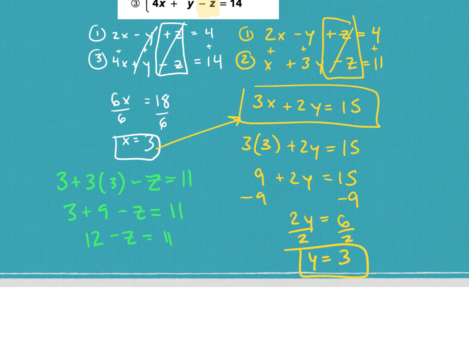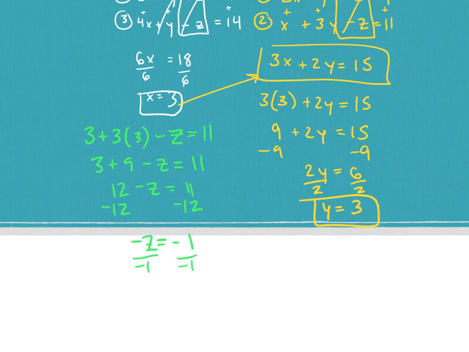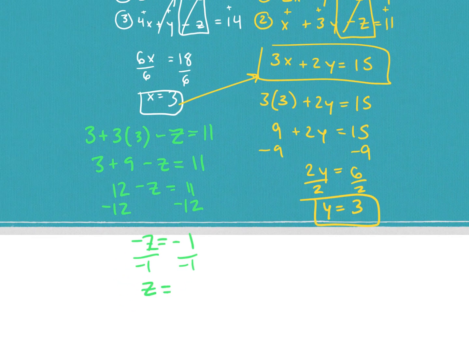What should I do next? Subtract 12. What's 11 minus 12? Negative 1. So negative z is equal to negative 1. How do I solve for z? You have to divide by negative 1. Divide both sides by negative 1. So z is equal to 1.